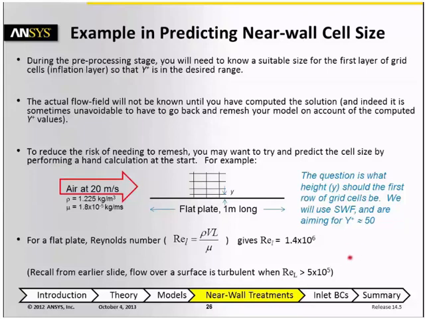The first thing to do for any flow calculation is to calculate the Reynolds number, and when we do that, the Reynolds number is about 1.4 times 10 to the 6th. And we remember from an earlier slide that the flow over a surface is turbulent when the Reynolds number is bigger than about 5 times 10 to the 5th. So the flow here is definitely turbulent, and we can move on with the y plus estimation.